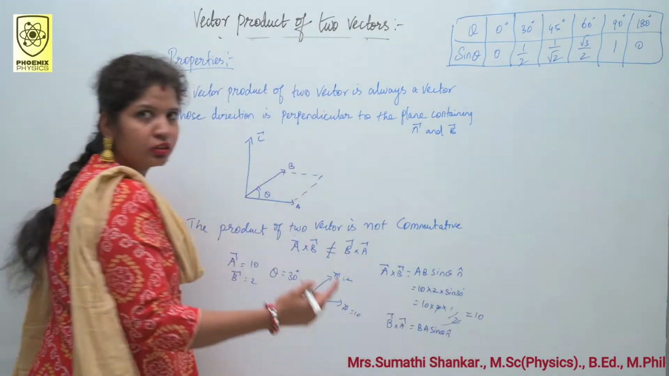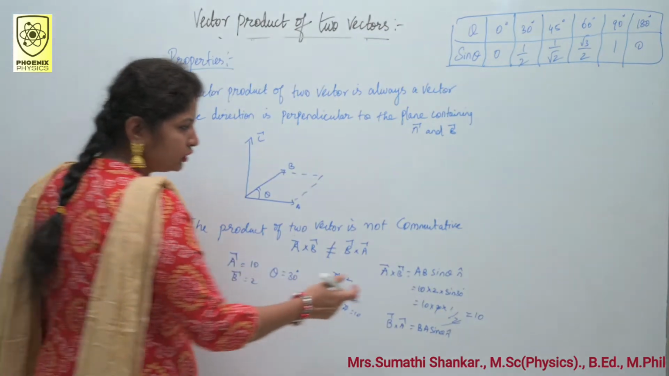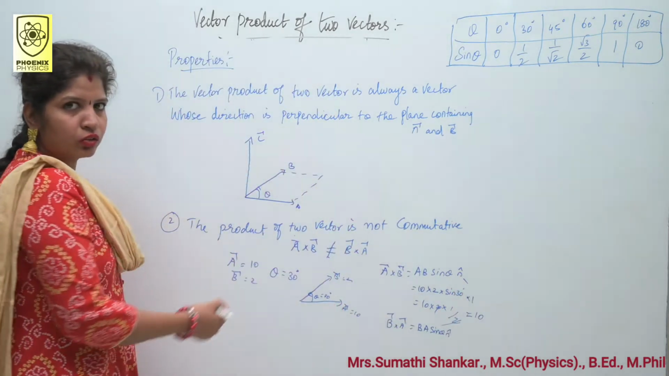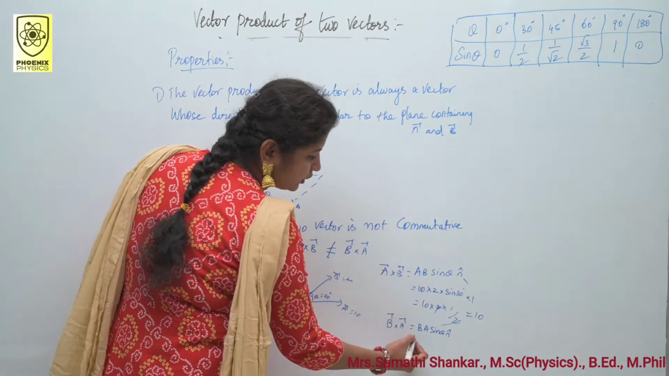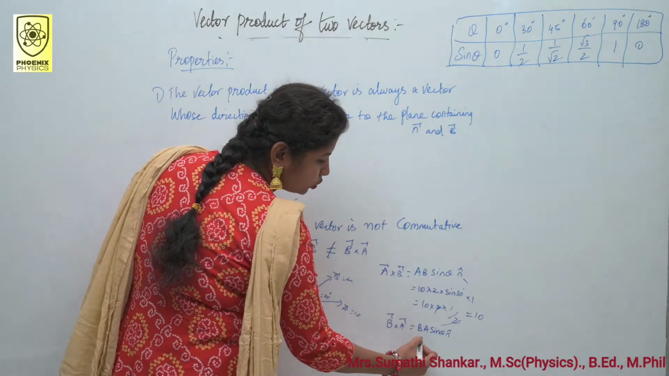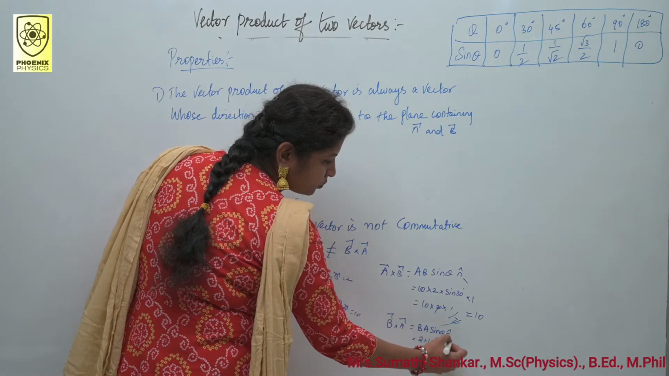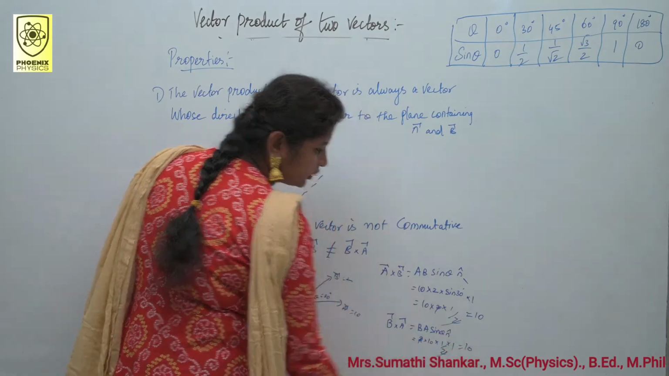So n cap is the unit vector. You know that unit vector has the magnitude 1. That is why instead of n you substitute 1. So your answer is 10. So B cross A means BA sine theta n cap. Similarly B is 2 and A is 10. Sine 30 means 1 by 2. N cap means 1. Cancel this, you can get the value as 10.